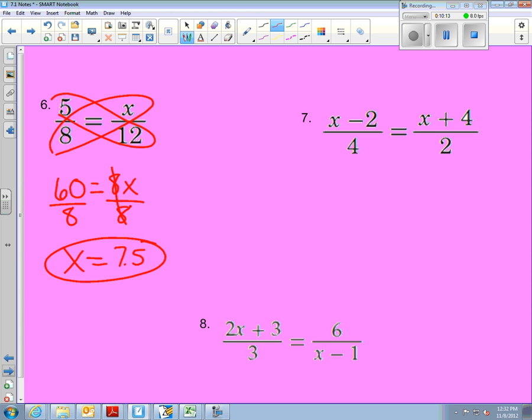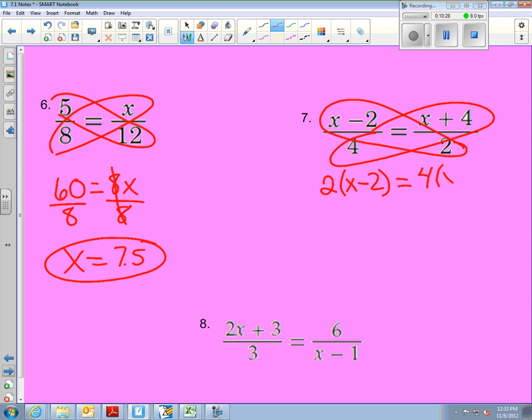Now, in 7 and 8, the next step won't immediately be the divide. So if we cross multiply, you need to take that 2 and times it by the whole quantity of x minus 2. And you need to do the same thing here with the 4. When you do problem 8, you're going to be taking your 2 quantities here and putting them in parentheses and multiplying. Come with those done for tomorrow.